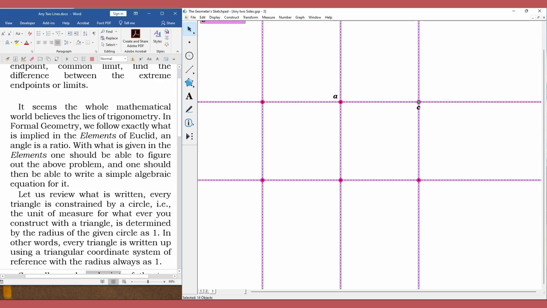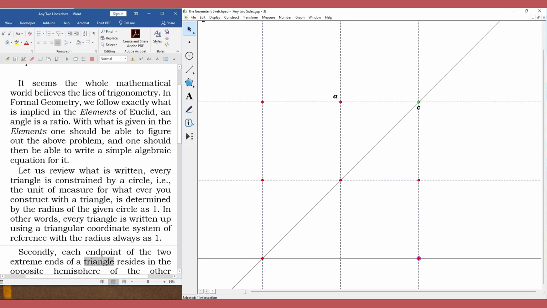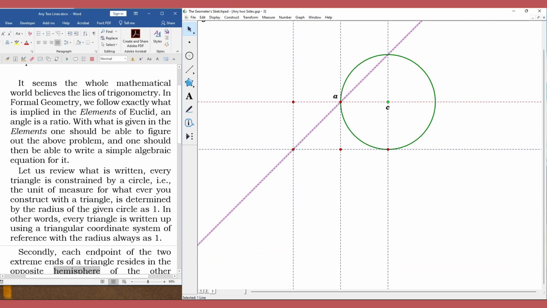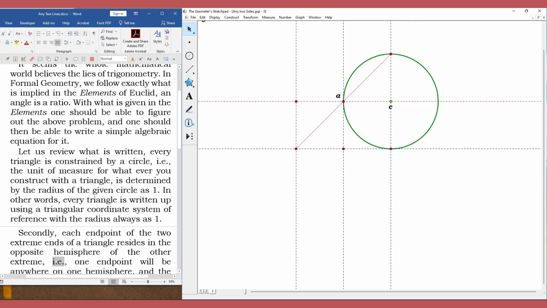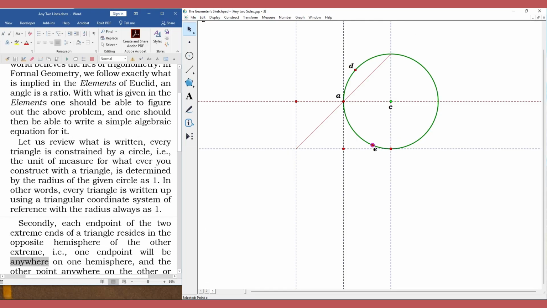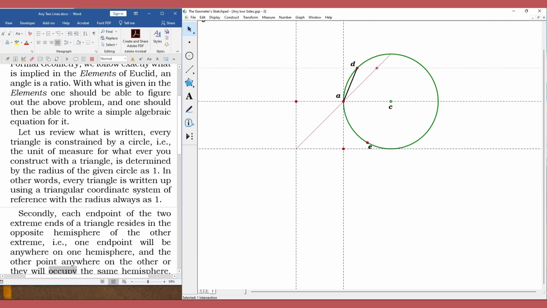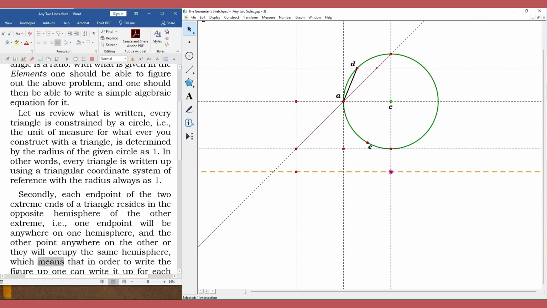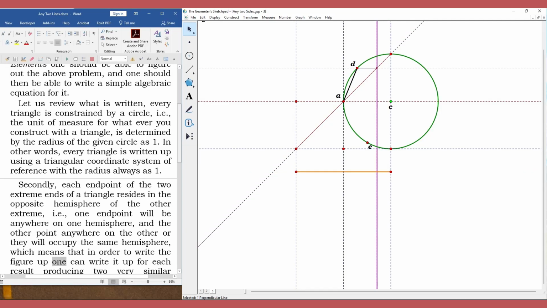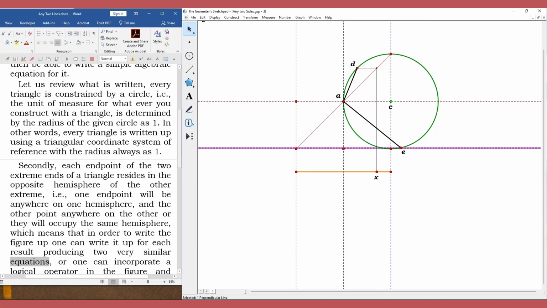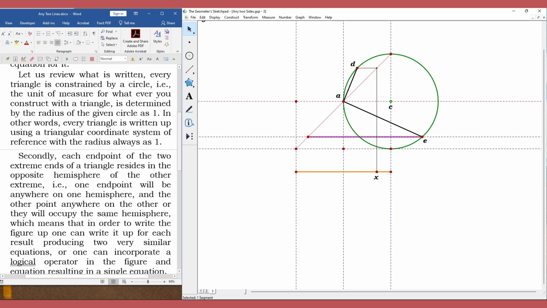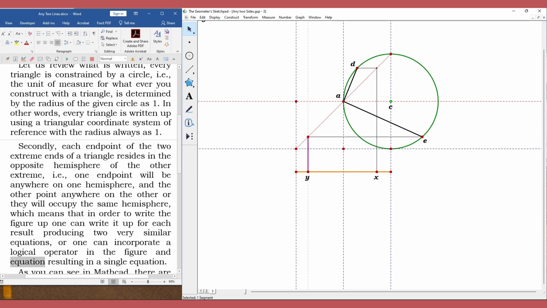Secondly, each endpoint of the two extreme ends of a triangle resides in the opposite hemisphere of the other extreme. That is, one endpoint will be anywhere on one hemisphere, and the other point anywhere on the other, or they will occupy the same hemisphere, which means that in order to write the figure up, one can write it up for each result, producing two very similar equations, or one can incorporate a logical operator in the figure and equation, resulting in a single equation.